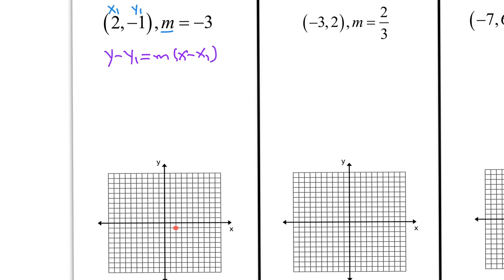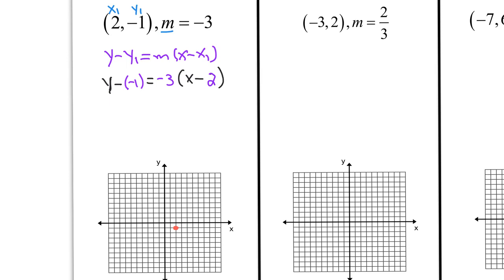And I'm going to substitute the numbers into the corresponding variable. So I do have y1 here, and I have a negative 1 here. So that means I'm going to have double negatives because I have a minus, and then a negative 1 here. So I have y minus, and I'm going to substitute my negative 1 here, equals, now my slope is negative 3, so I substitute the negative 3 there, times the quantity of x minus x1. Notice x1 is positive, so I don't have to worry about the double negatives. I'm just going to put a 2 right here, and I'm going to close parentheses.